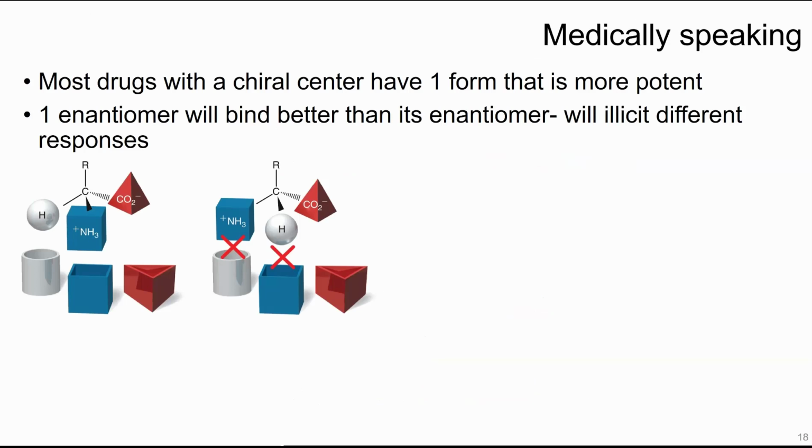Most drugs have a chiral center that has one form that is more potent. One enantiomer will bind better than its enantiomer, and it will elicit different responses. So we have S-ibuprofen and R-ibuprofen. This is the active form. This is inactive. But companies actually sell it as a mixture, and they think that the R-ibuprofen converts in the body to the S-ibuprofen. There's a high cost associated with separating enantiomers, so as long as it's not a harmful form, they will sell it as a mixture.